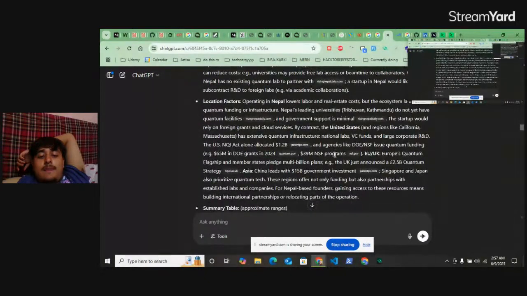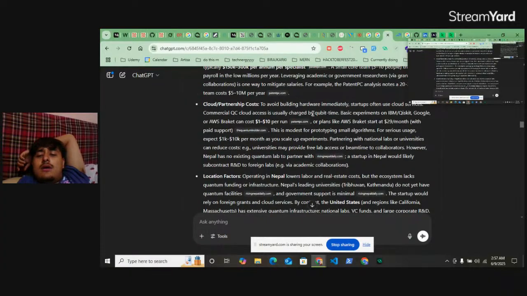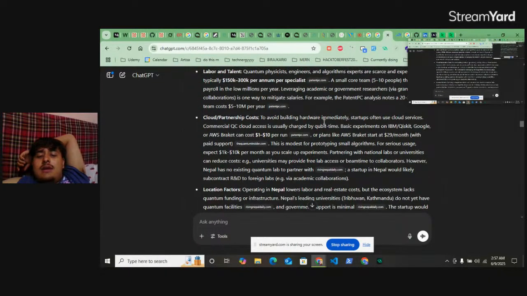Location factor. To avoid building hardware immediately, startups often use cloud services. Commercial QC cloud access is usually charged by qubit time. A basic experiment on IBM Qiskit, Google, or AWS Braket can cost 1 to 15 per run, or plans with paid support. This is modest for prototyping small algorithms for a serious use case. Partnering with national labs or universities can reduce cost.